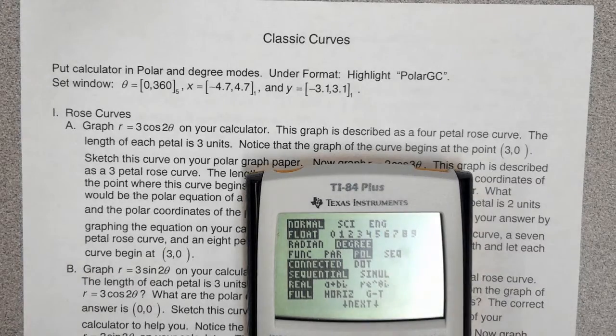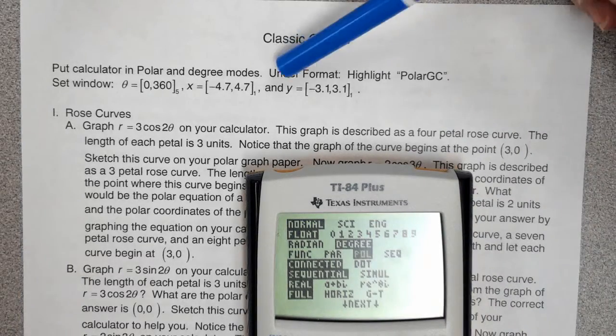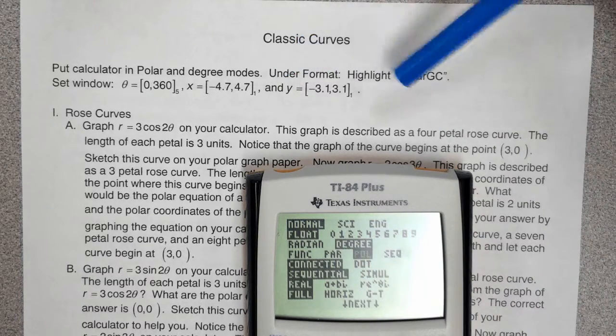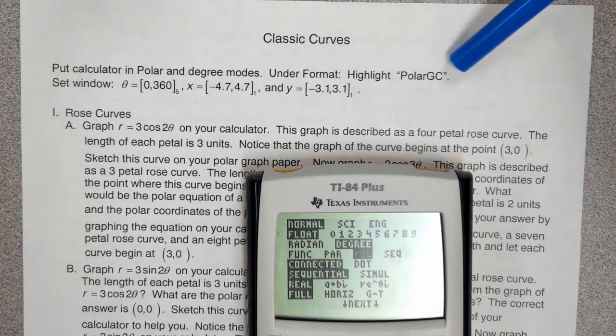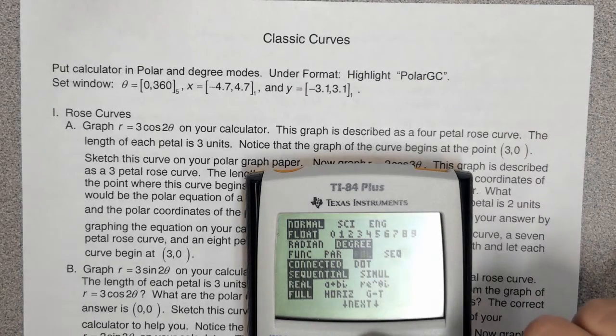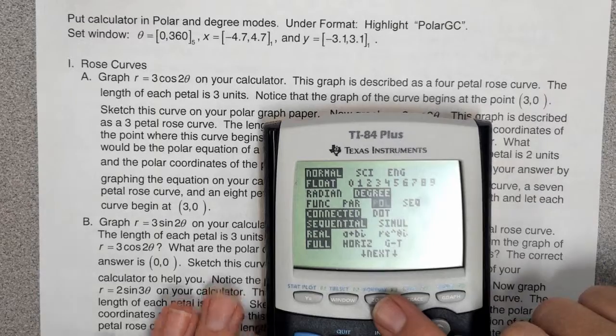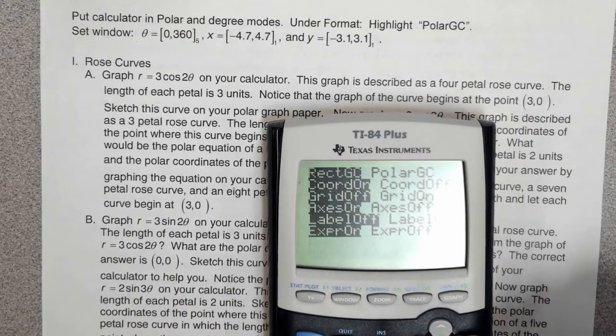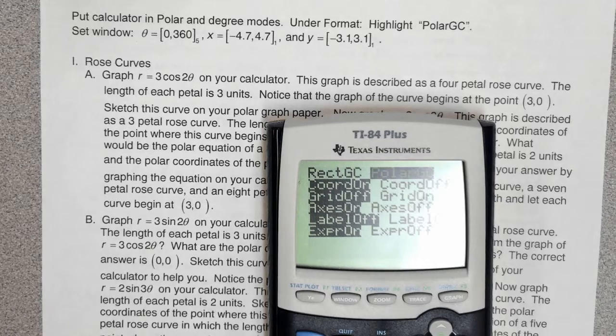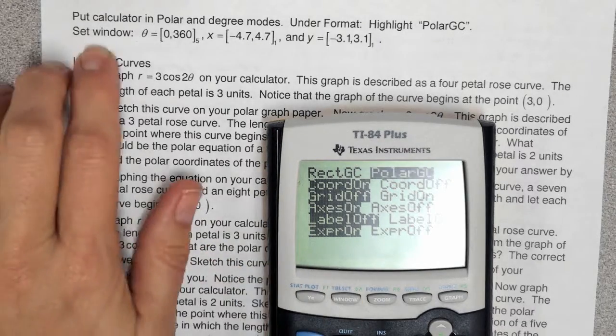Did everybody do that part? Yes. Okay, the second thing it says to do is it says under format, highlight polar GC. Format is above the word zoom. Do you see it? Yes. So second zoom, and then go highlight polar GC and hit enter. Are we good there? Yes. Okay. Does any group need me to wait? No, that was simple as heck. Good. All right.